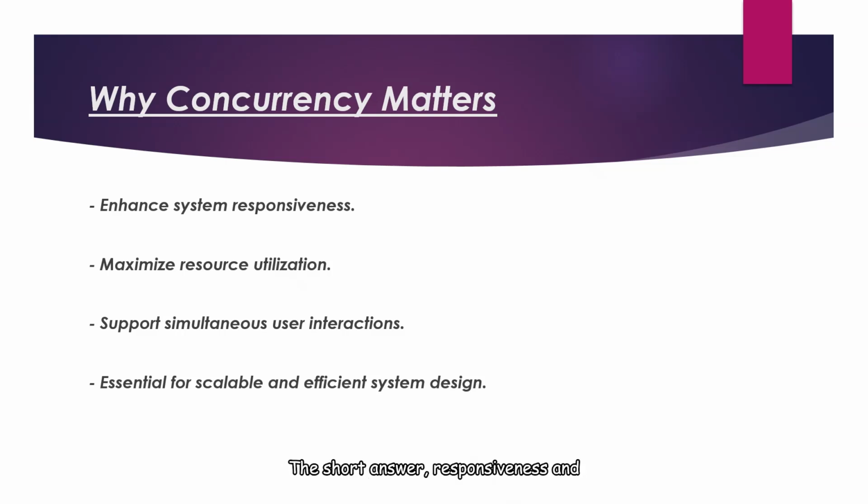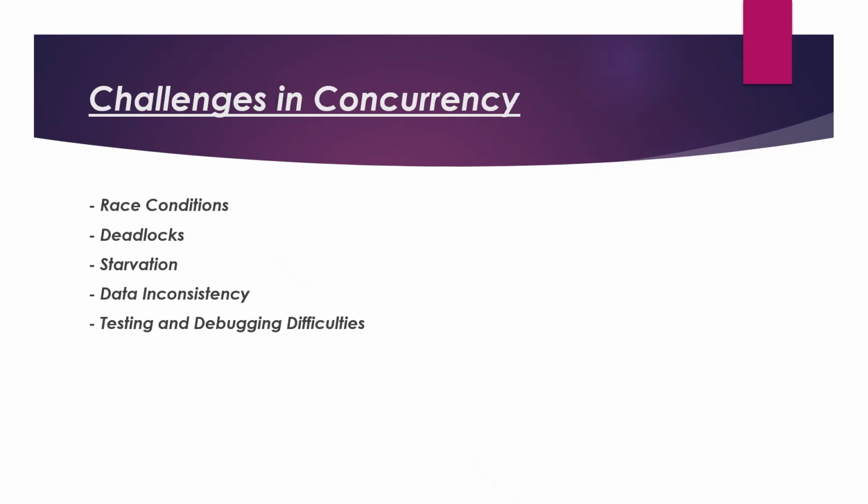Now you might wonder, why do we need to make our systems concurrent at all? The short answer, responsiveness and scalability. Imagine an e-commerce platform during a flash sale, thousands of users hitting buy at the same time. Without concurrency, your system would handle these requests one by one, leading to massive delays, frustrated users, and lost sales. Concurrency allows different parts of the system, like payment processing, inventory updates, and confirmation emails, to move forward simultaneously. This not only improves user experience but also ensures that the hardware resources like CPU and memory are fully utilized.